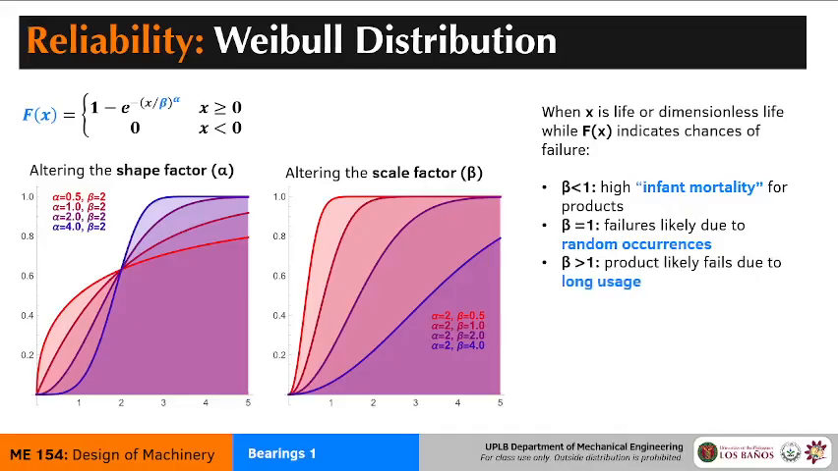Now if your beta is greater than 1, this is the good one. That means your part is well engineered, and any kind of failure that it sees is because it just ran its course, it just died of natural causes. That could be extreme spalling, or it could just have broken, or it could have just exceeded its rated life. So the higher your beta is, the more sturdy your part is in real life.